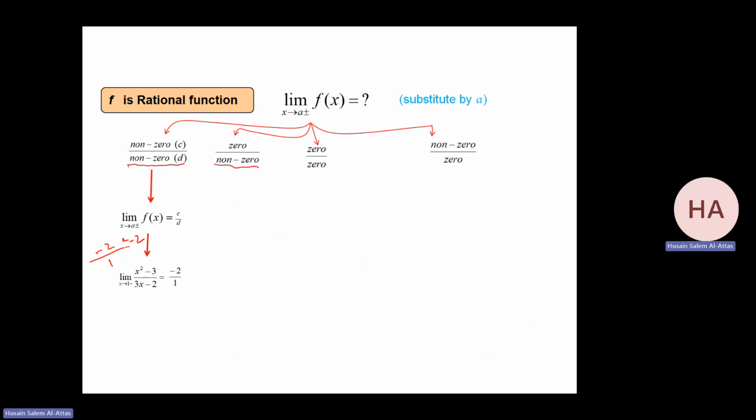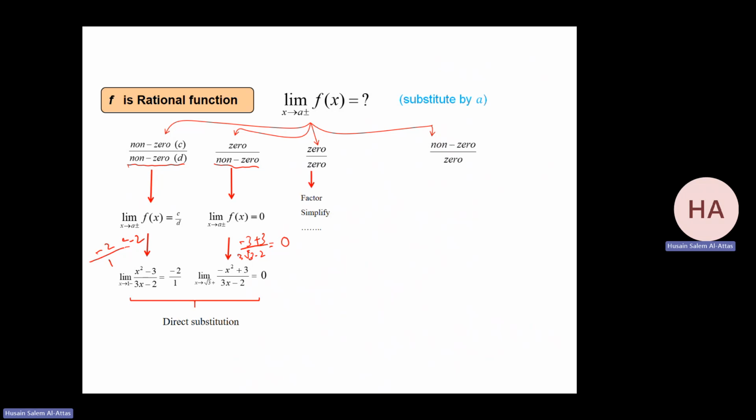Now, if you have 0 over non-zero, the same thing. You just substitute: 0 over a non-zero number will be 0, so the limit will be 0. Assume this one, square root of 3 from right. If we substitute, you have minus 3 plus 3 over 3 square root of 3 minus 2. So you have 0 over a number, so the answer will be 0. Direct substitution, we just do substitution.